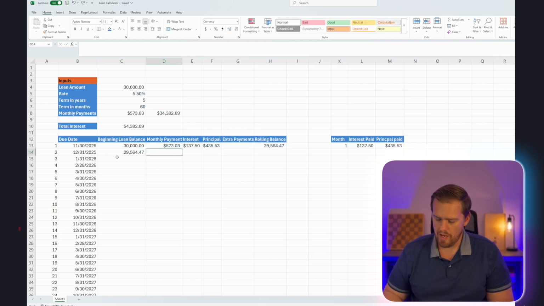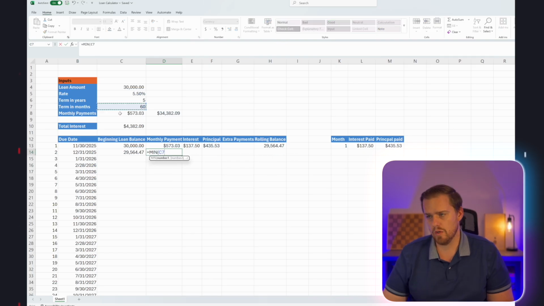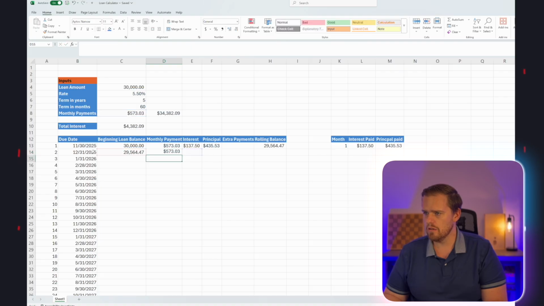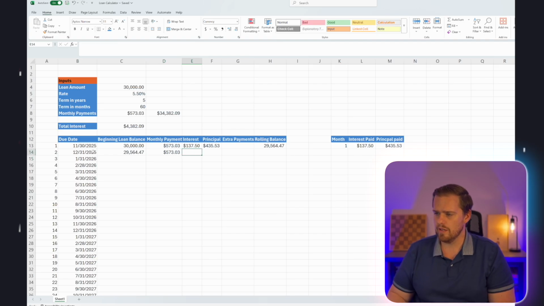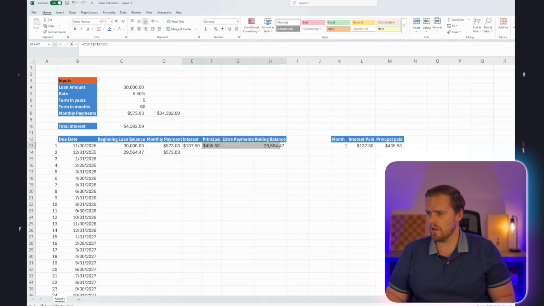All right, so in our monthly payment, we're gonna press equals MIN. We're gonna select our monthly payments, press F4 to lock that in. And then we're gonna select our beginning loan balance plus interest, and close that. The reason why we do that is when we get all the way down to the bottom of our ending loan balance, we want to pull the minimum amount left. So if we have a beginning loan balance of $500 and that's the remaining amount, that is going to be reflective of our last payment. So we want to make sure we calculate that correctly. All of these are going to remain the same.